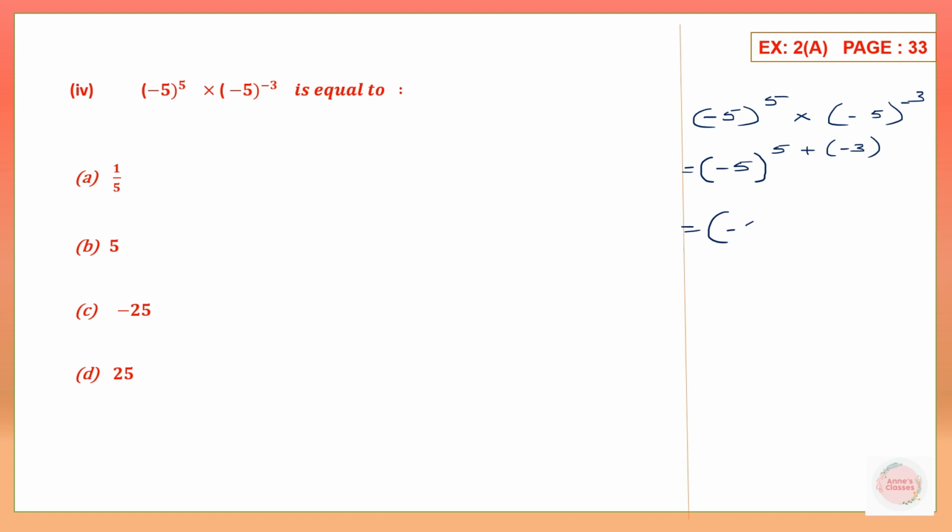Then this is minus 5 raised to the power of 5, plus into minus is minus, 3. So now we have minus 5 raised to the power of 5 minus 3, which is 2. This is minus 5 into minus 5. Minus into minus is plus. 5 fives are 25. So what is our answer? Plus 25 or simply 25? Which is the correct option here? It is option D, that is 25. So option D is our correct answer.